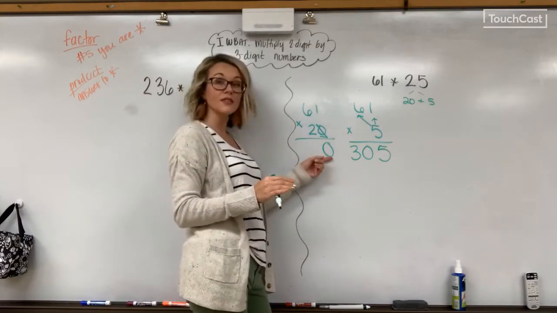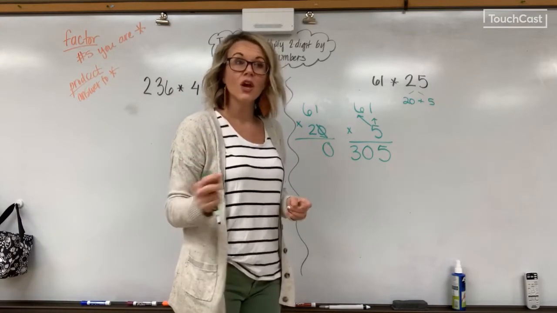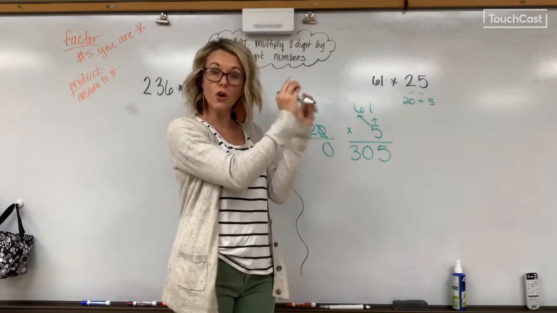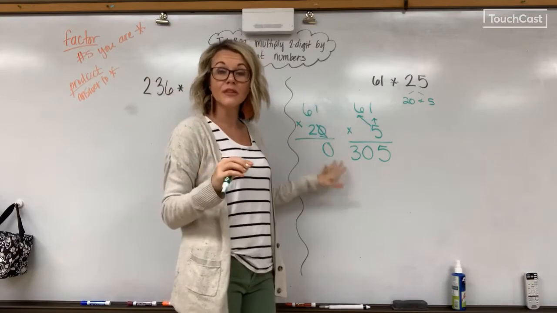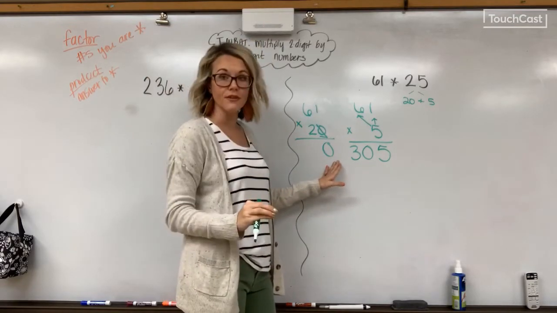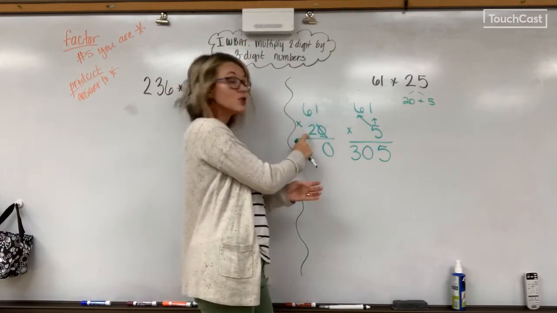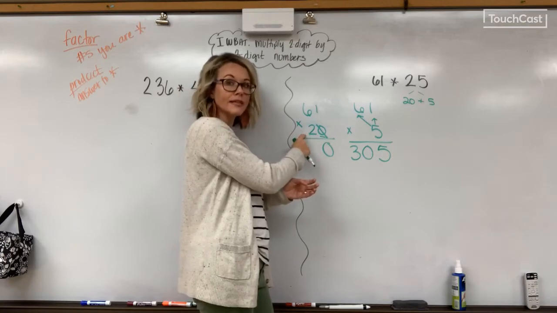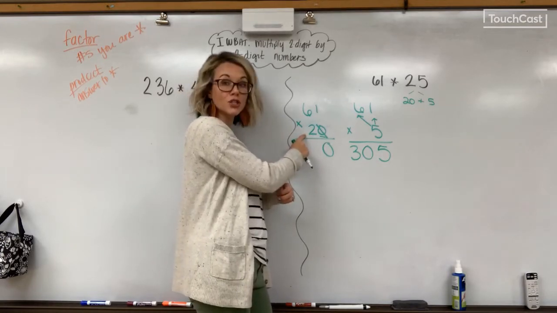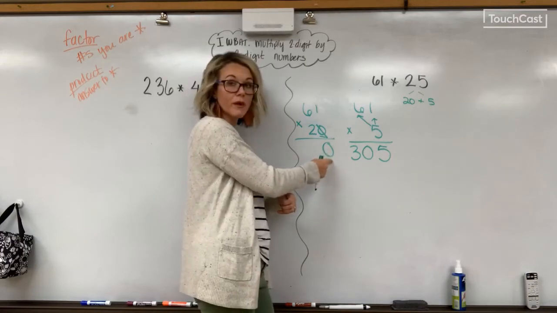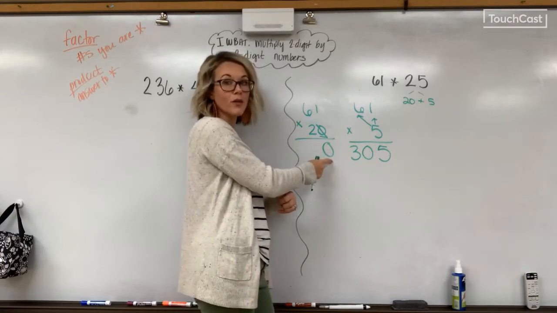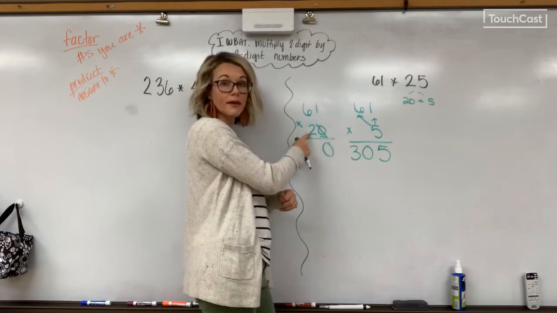Because I put my 0 there, just like when we estimated, we multiplied our whole numbers that weren't 0, and then we added all our zeros to the end. This is the same thing. I'm just putting my 0 first. So my 20 is in my tens place, so my answer needs to start in my tens place. So 0 needs to go in my ones place because I'm not multiplying by the ones place. I'm multiplying by the tens place.